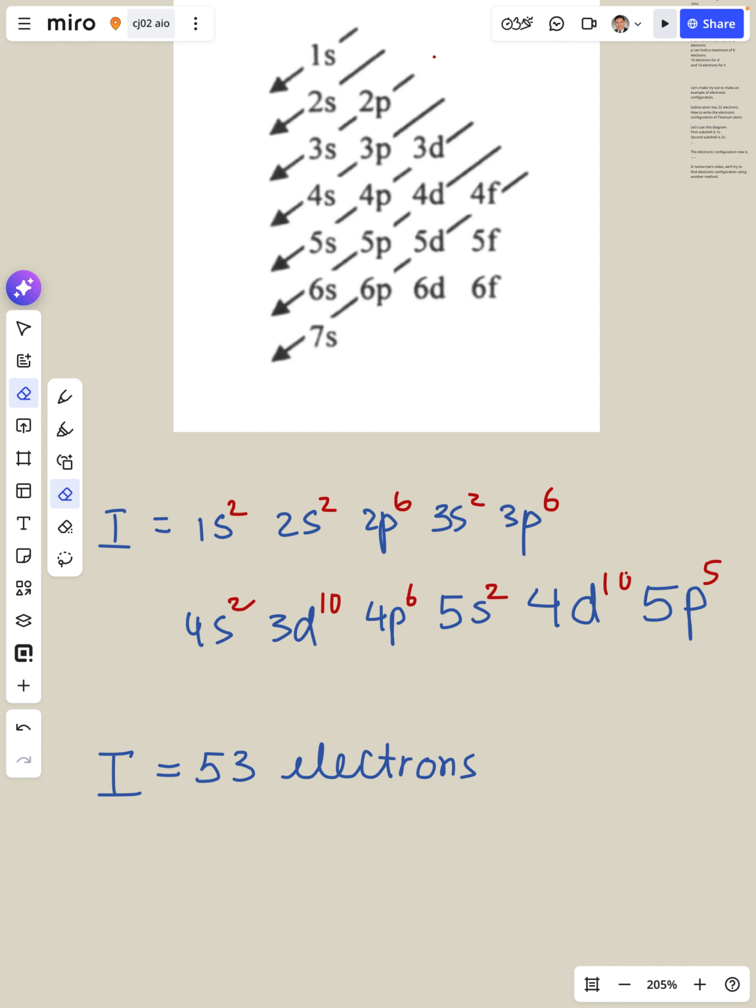The video for tomorrow, we are going to make an example of electronic configuration, but we try to use something simpler. So that's all for today.